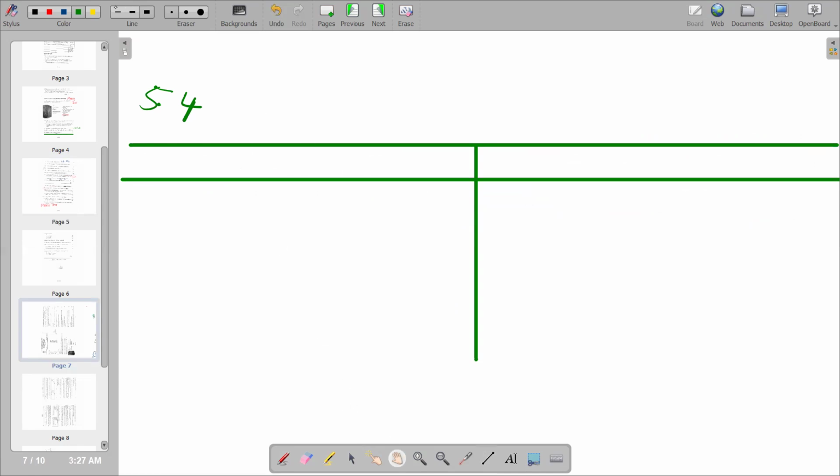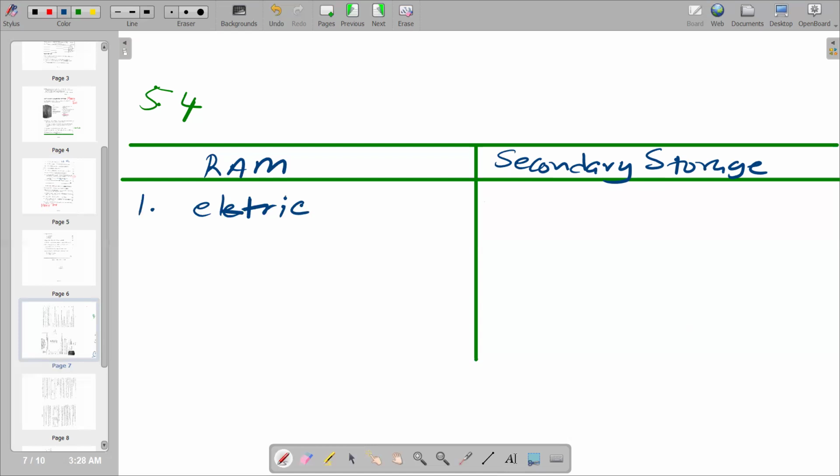We have a column for RAM and secondary storage. So the first difference that we can put down between RAM and secondary storage is that RAM is electric, whereas when we refer to secondary storage, it's magnetic. So that's the first difference.